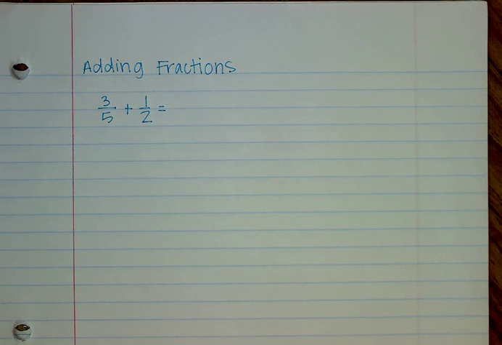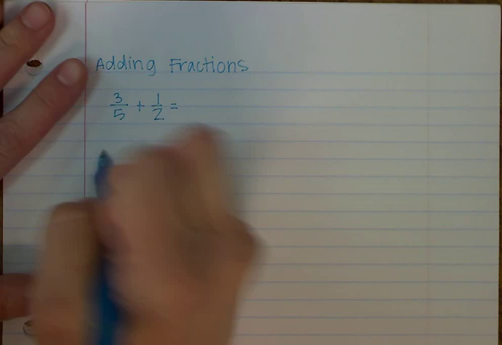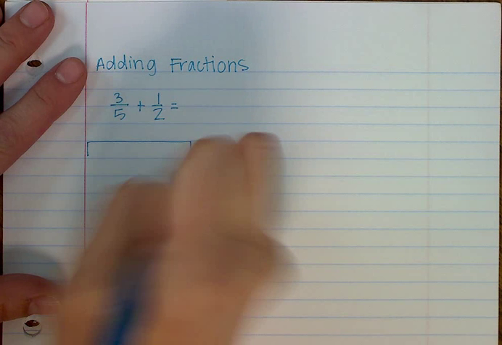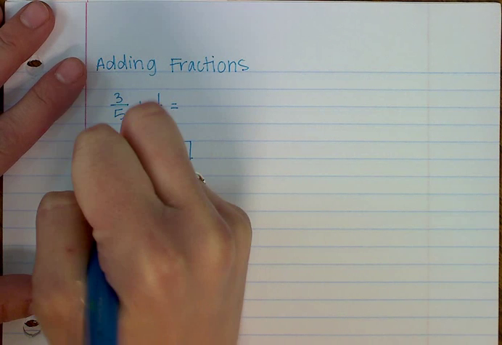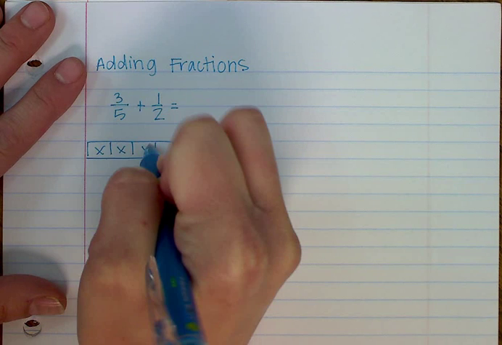Okay, I'm going to explain how to add fractions with unlike denominators. The reason you have to have like denominators, which is the bottom number, when you add fractions is because you can't add pieces that are not the same. For example, 3/5 would look like something split into 5 pieces, and you would have 3 of those pieces.